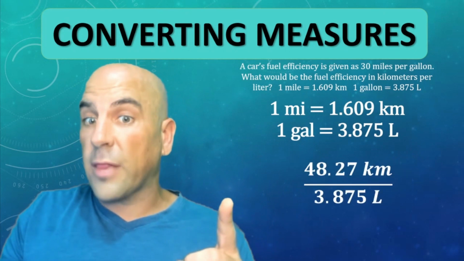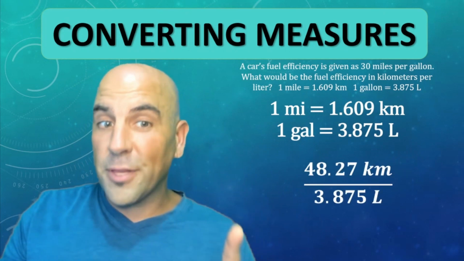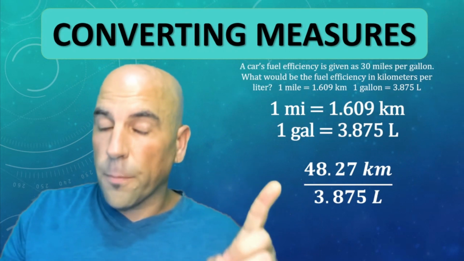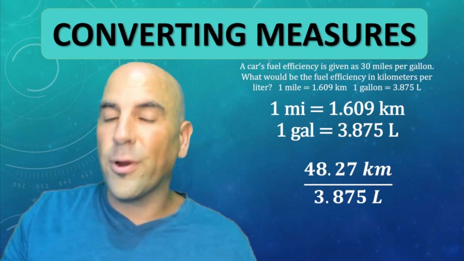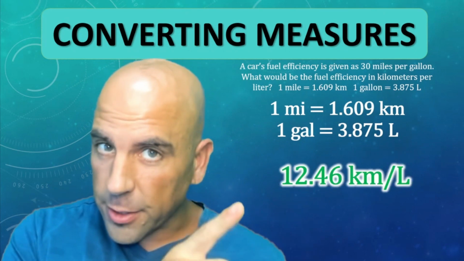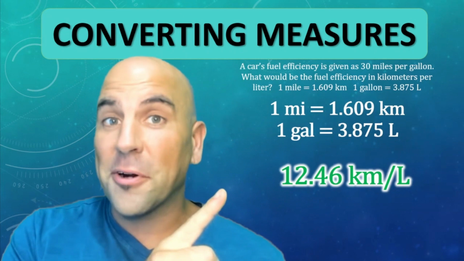So we're going to be left with kilometers per liter, but we want per 1 liter. So we have to divide 48.27 by 3.875, and we get 12.46, rounded to the nearest hundredth, kilometers per liter.